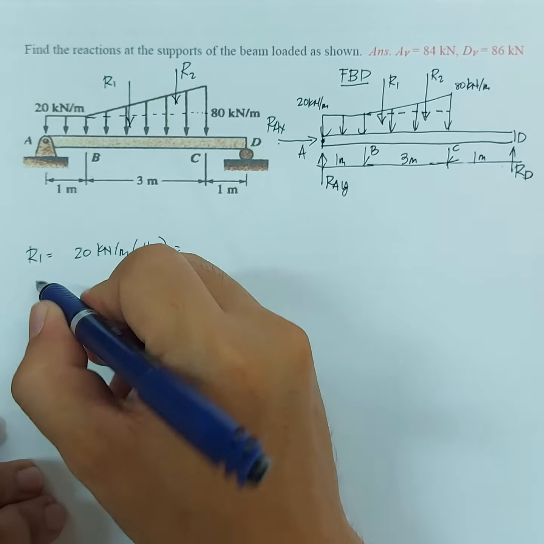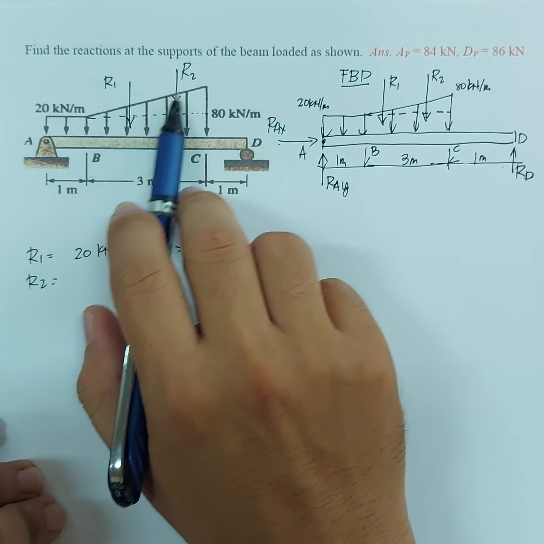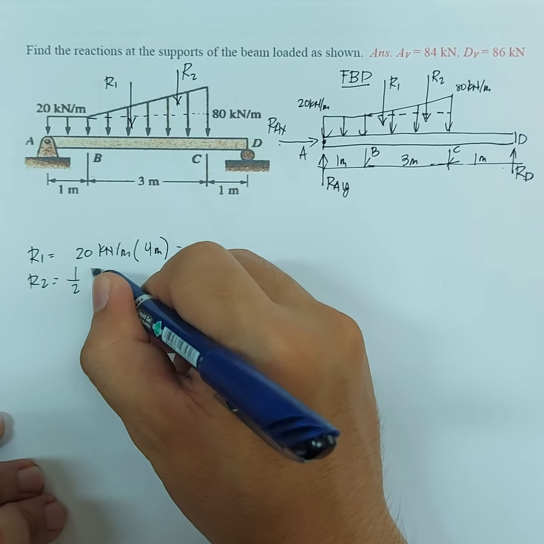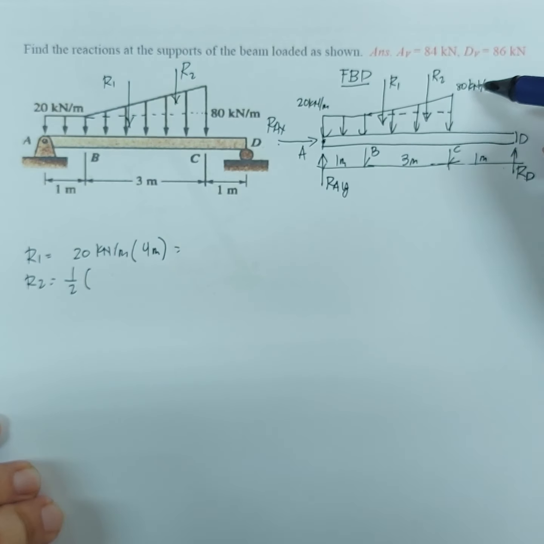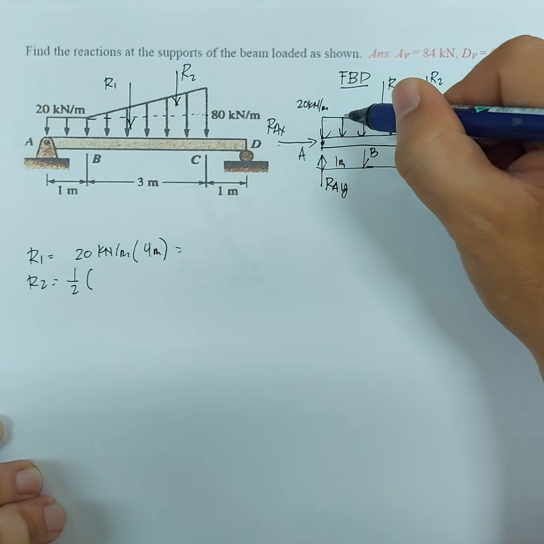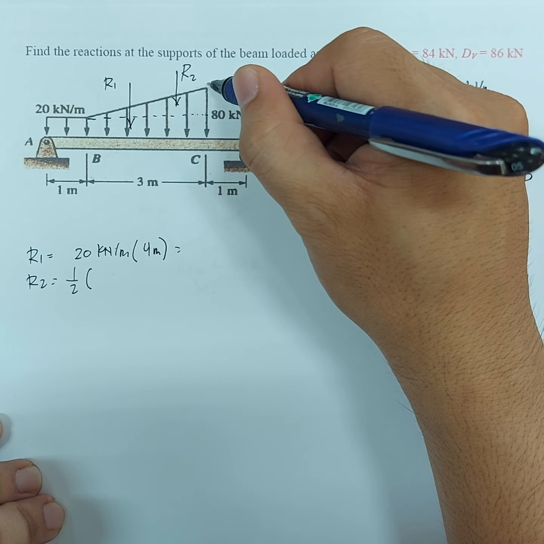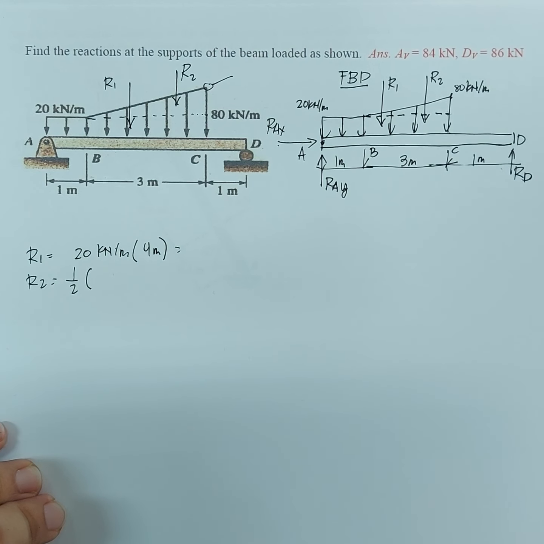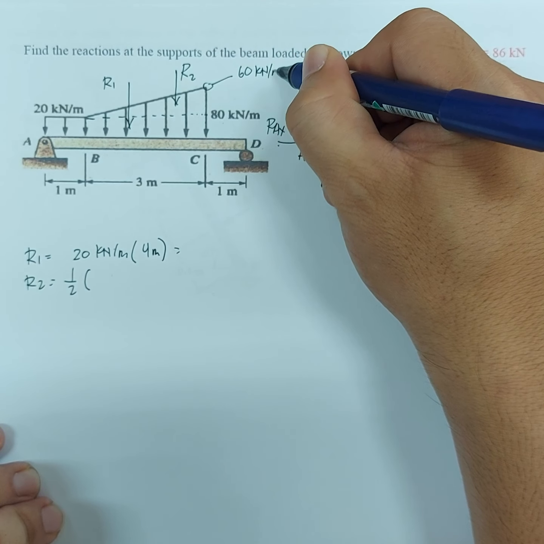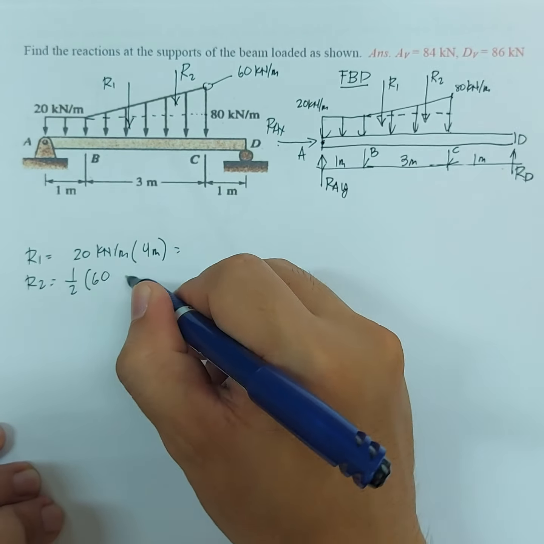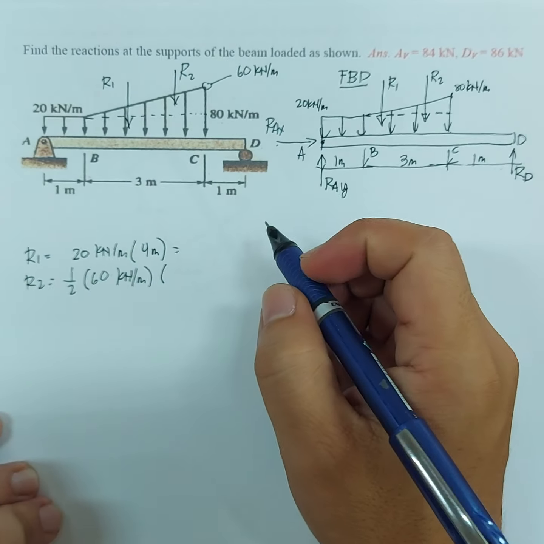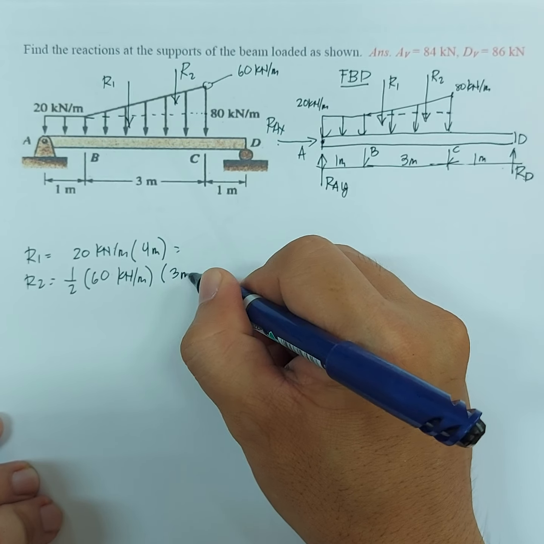So that is R1. R2 is the area ng triangular load natin. So that is equivalent to 1/2. So remember, yung 80, ito yung 80 natin, yung buong yan. So since nasama na ito sa rectangular load, ano na ito? Intensity ng triangular load natin. So that is 80 minus 20, so that is 60 kilonewtons per meter. We have 60 kilonewtons per meter times yung base natin na 3 meters.